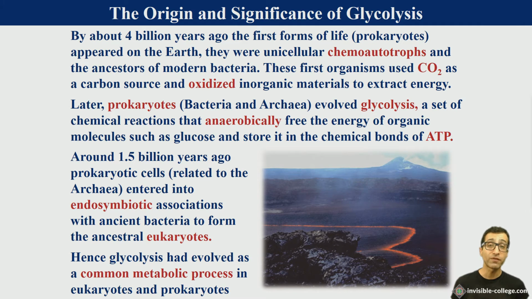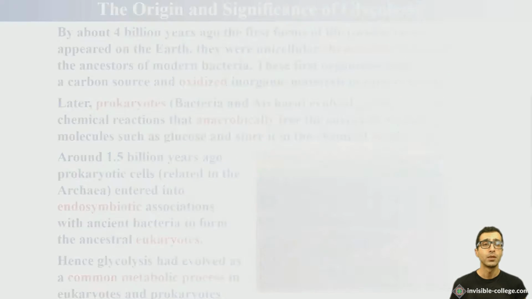So around 1.5 billion years ago, the prokaryotic cells around at that time, which were related to the archaea, entered into endosymbiotic associations with ancient bacteria to form the ancestral eukaryotes. Now this is part of what we call the endosymbiont hypothesis, and hence glycolysis has evolved as a common metabolic process in both eukarya and prokarya.